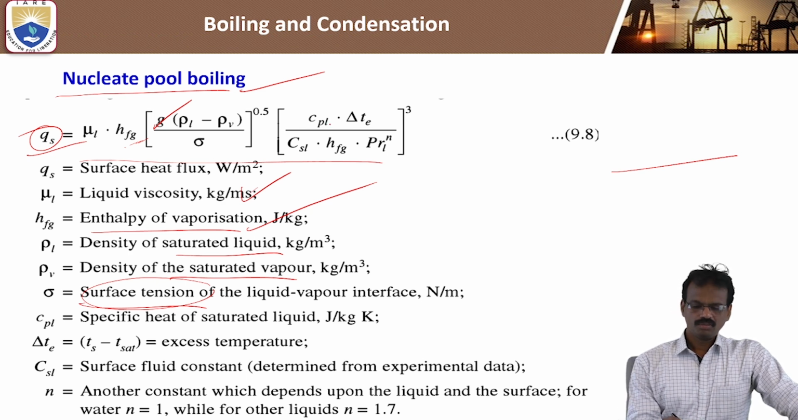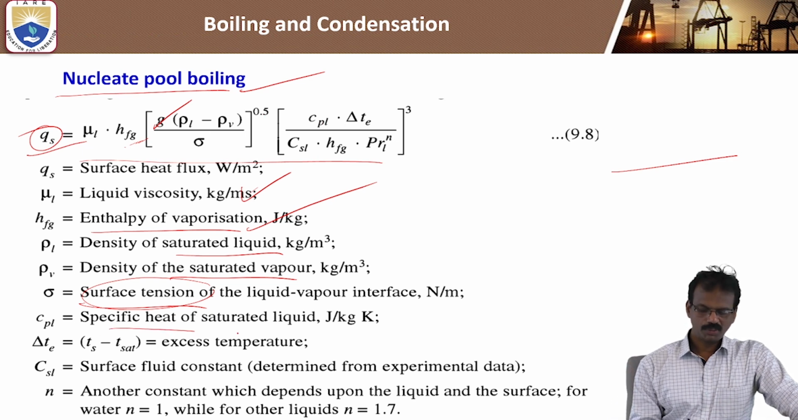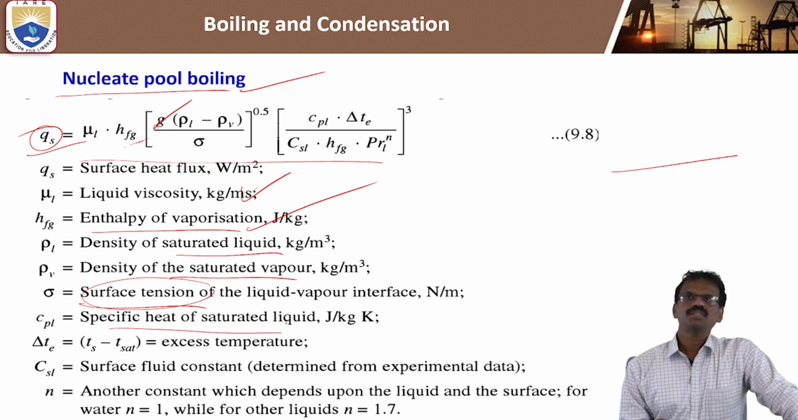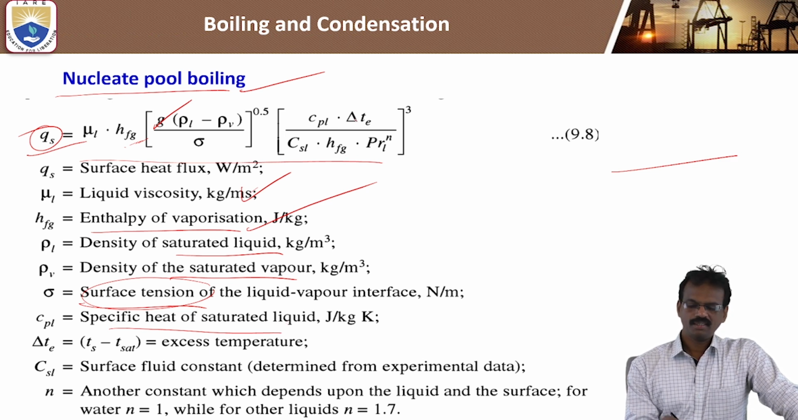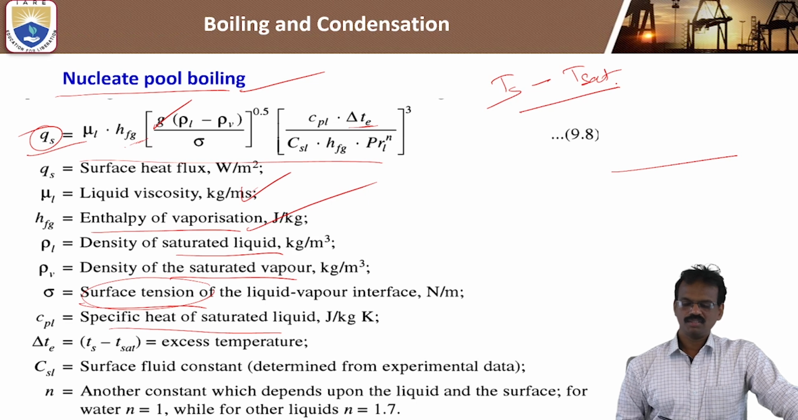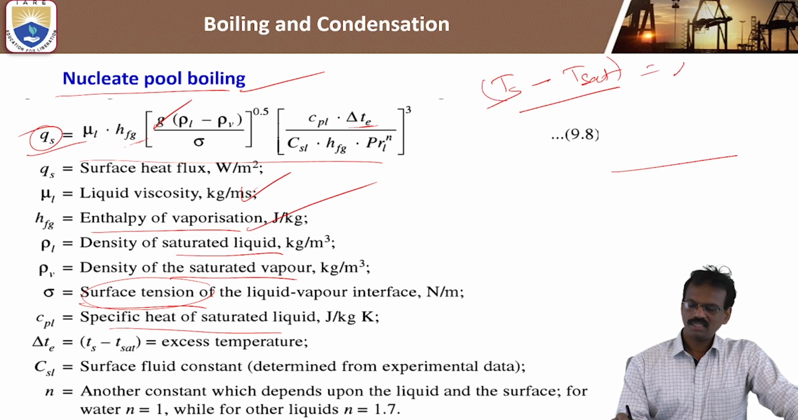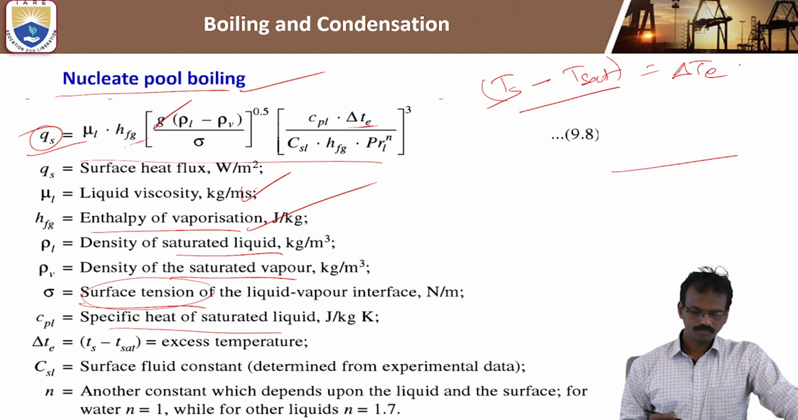Then the whole term is to the power of 0.5, it means square root. Next, CPL is the specific heat of saturated liquid. Delta T is the excess temperature, the temperature difference between the solid surface and the saturation temperature of the liquid, Ts minus T saturation. This is the value of delta T, the excess temperature.